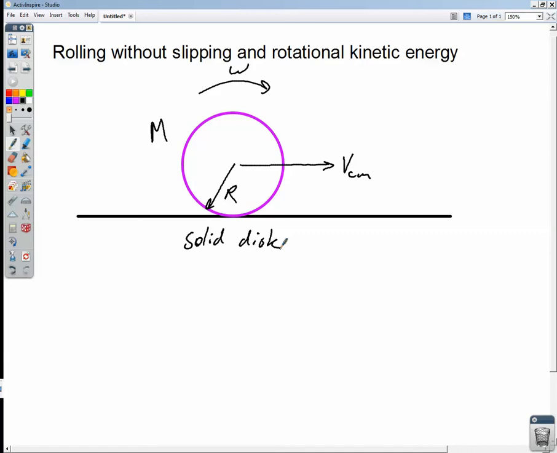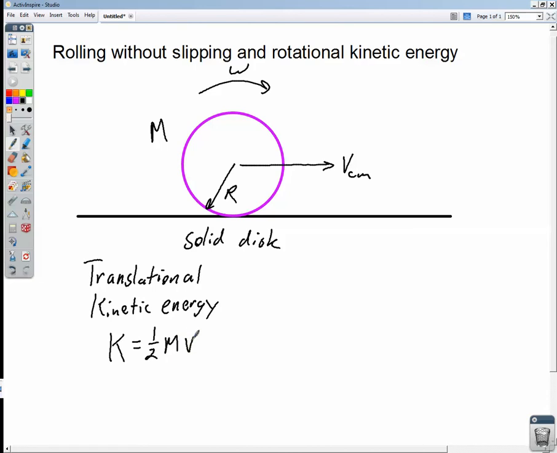So we talked about it's got two kinds of kinetic energy. It has translational, and this is the kind of kinetic energy we've already dealt with. That's 1/2 the mass of the wheel times its velocity of the center of mass squared.